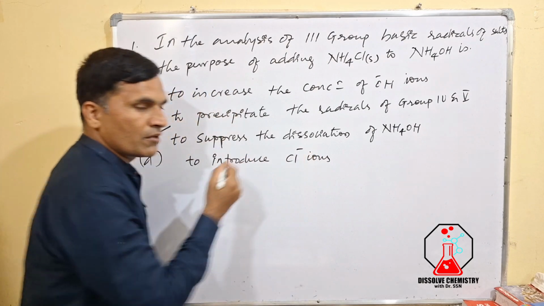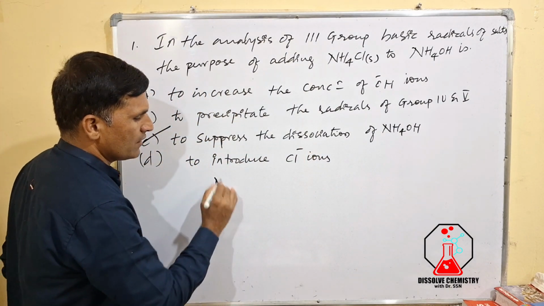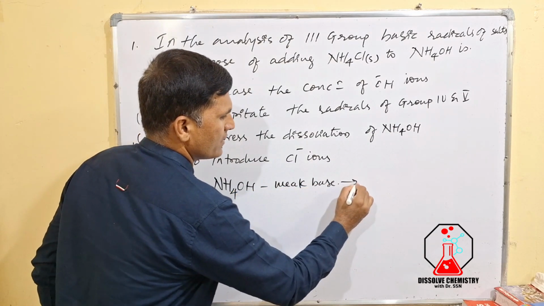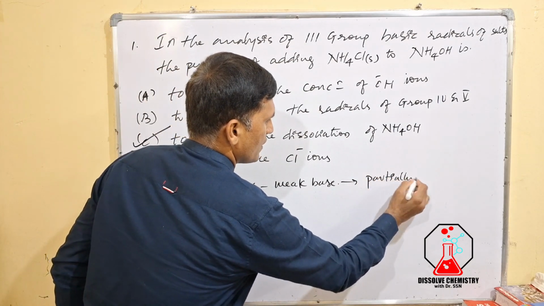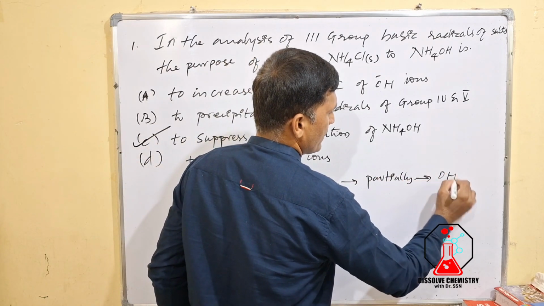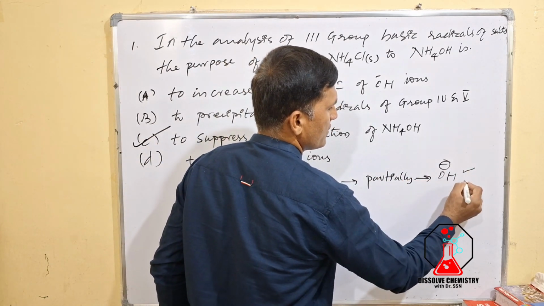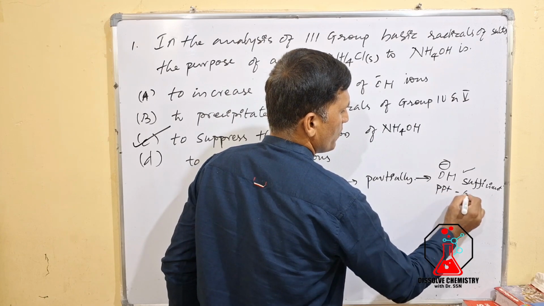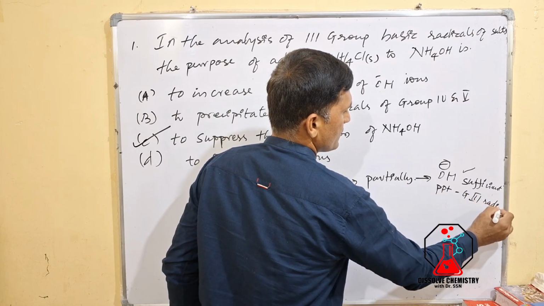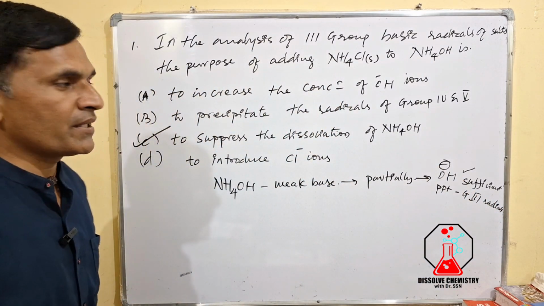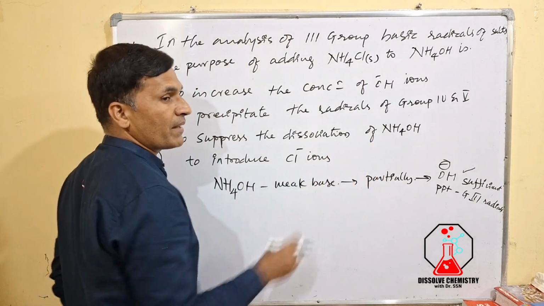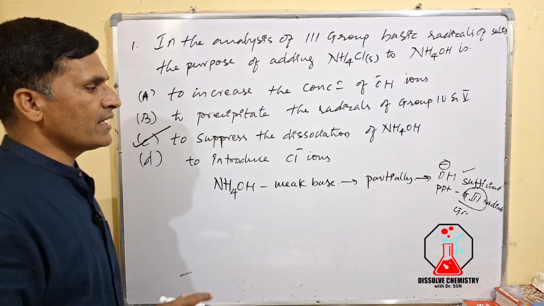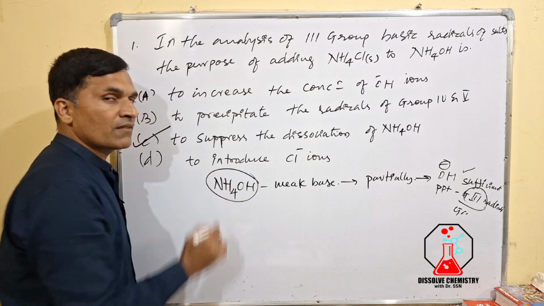Okay, how is it, and what is the purpose of adding ammonium chloride? You know that ammonium hydroxide is a weak base, and it ionizes partially. As it furnishes OH minus ions, these OH minus ions are more than sufficient to precipitate group 3 radicals. If excess OH minus is present along with these group 3 elements, other group elements will also be precipitated. So to avoid that, you have to suppress the ionization of ammonium hydroxide.